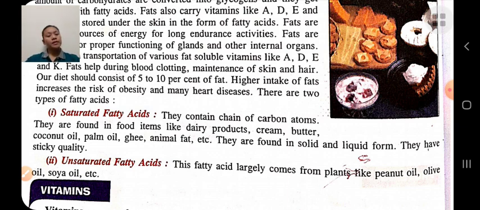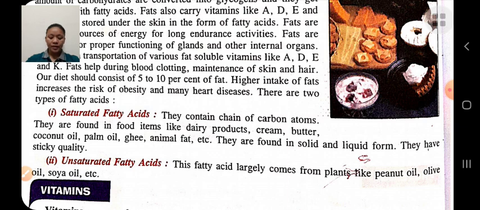So this is about the fat. Fat provides you energy and fat is stored in our body. We should take 5 to 10% of fat in our diet. There are two types of fat: saturated fat and unsaturated fat.